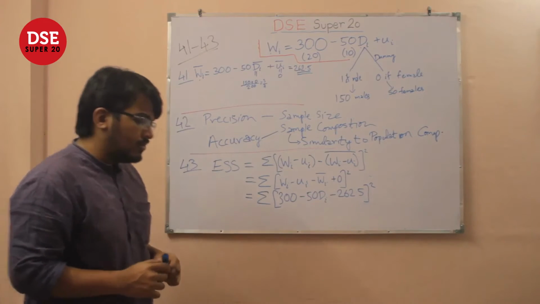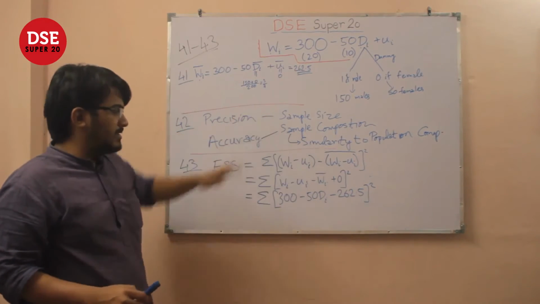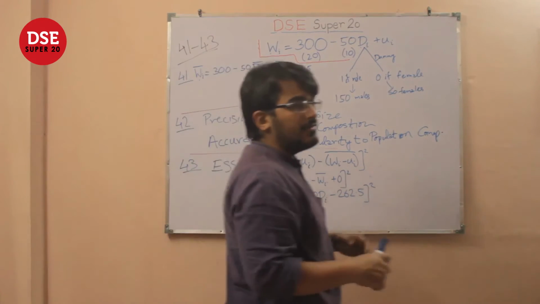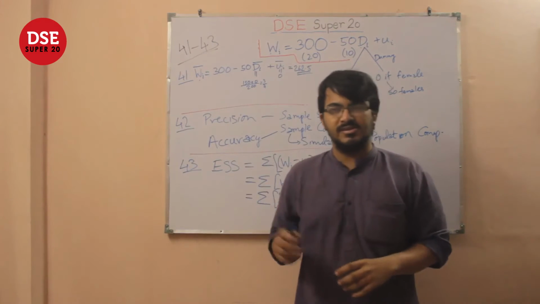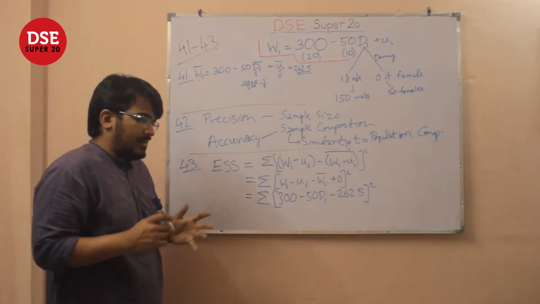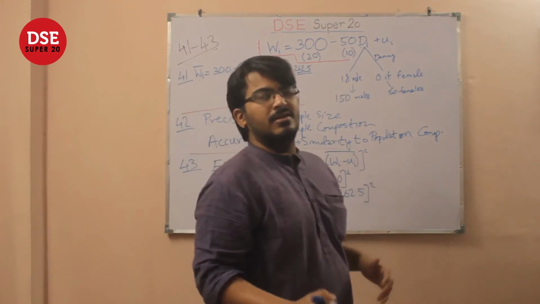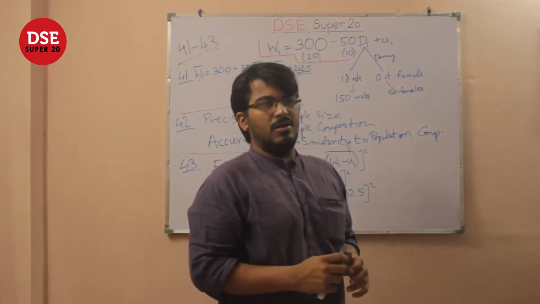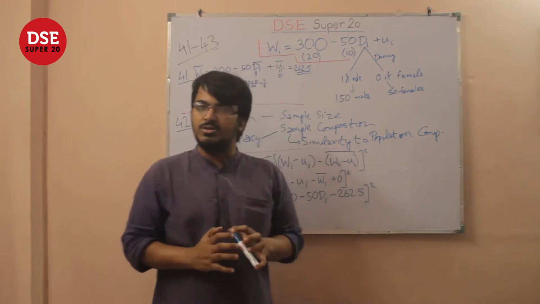Moving on to 42. Alright, let's put that aside for the moment. Let's finish 43 and we'll come back to 42 because that's a normative question. For 43, again, very straightforward. It just asks you what the estimated sum of squares in this regression is.